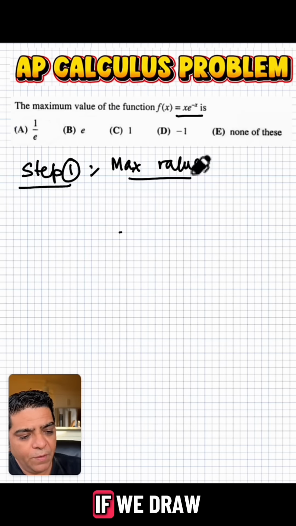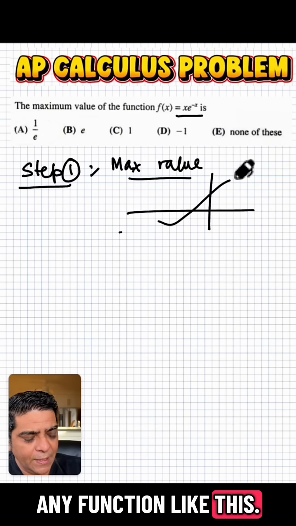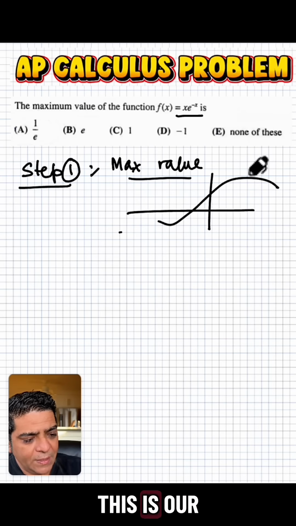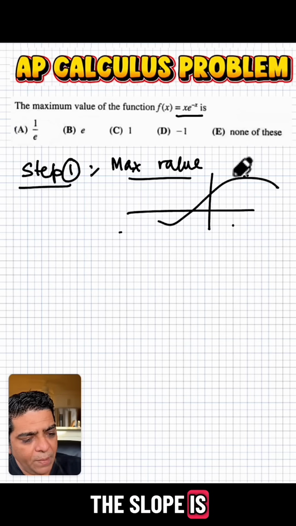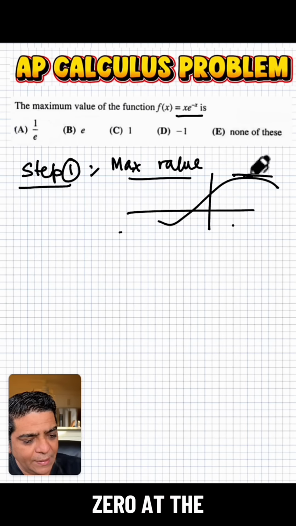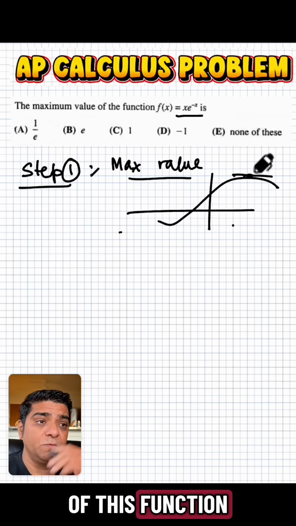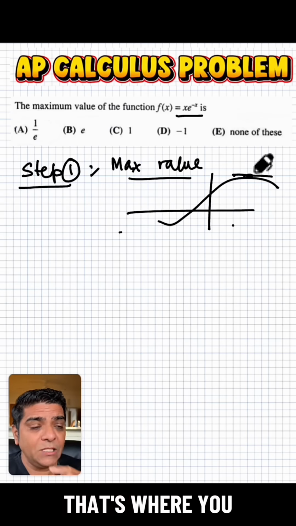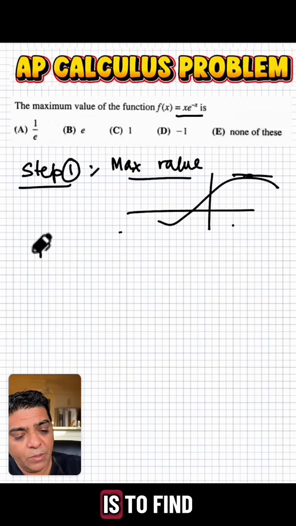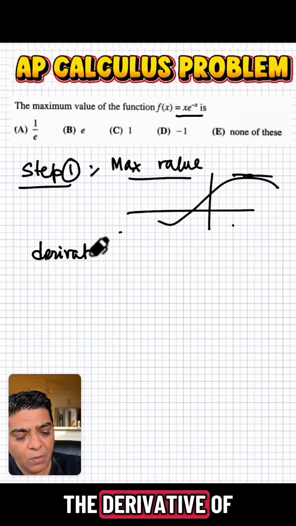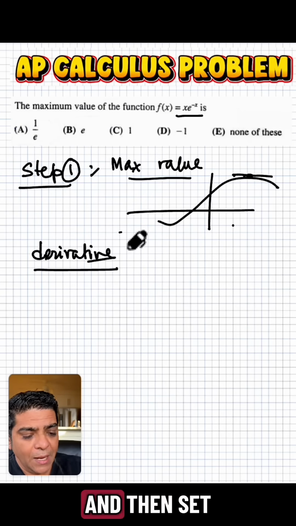Okay, so if we draw any function like this, let's say this is our maximum point. If you look at the slope of this function, the slope is going to be 0 at the maximum point, or the derivative of this function is going to be 0. That's where you can get to the maximum point as shown here. So what we need to do is find the derivative of this function and then set it to 0.